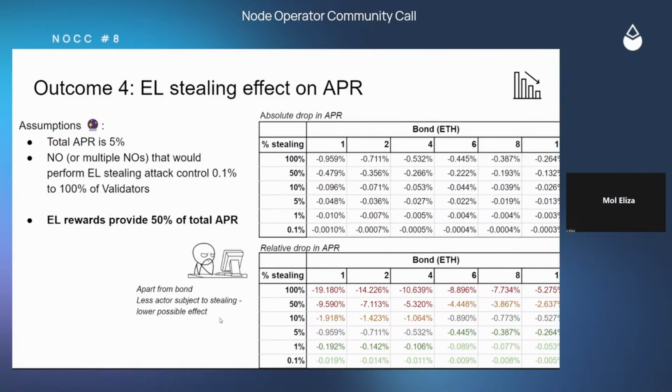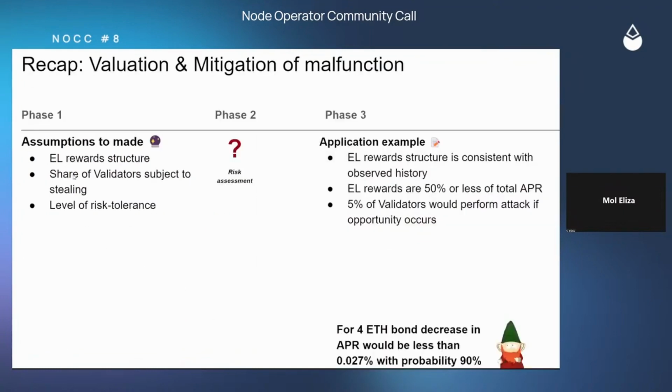Basically, this is a framework to evaluate this, and the case for using it is making some assumptions on the EL rewards structure, on the share of validators that are subject to stealing, and the level of risk tolerance in terms of confidence interval, using risk assessment, and evaluating which risks the DAO and the stakers and the community are okay to take if we don't have any additional mechanisms apart from bond, which is of course not true, as bonding is not the only mechanism.